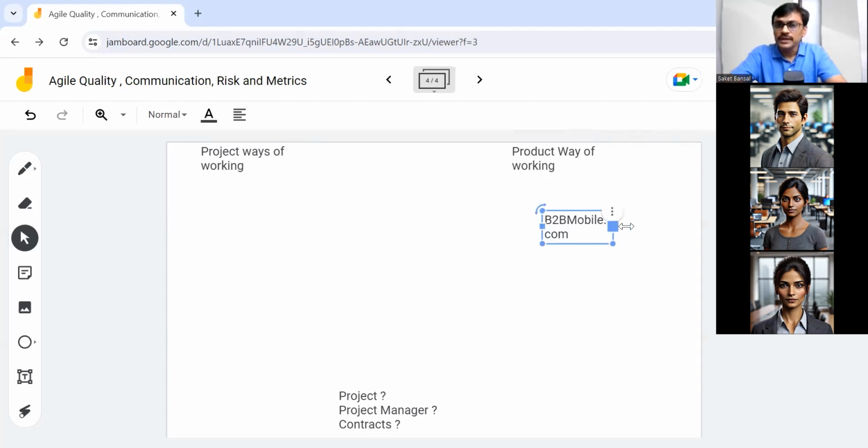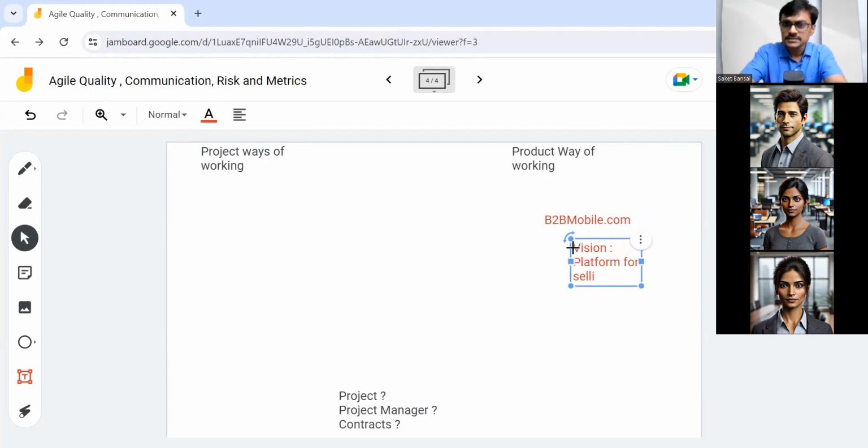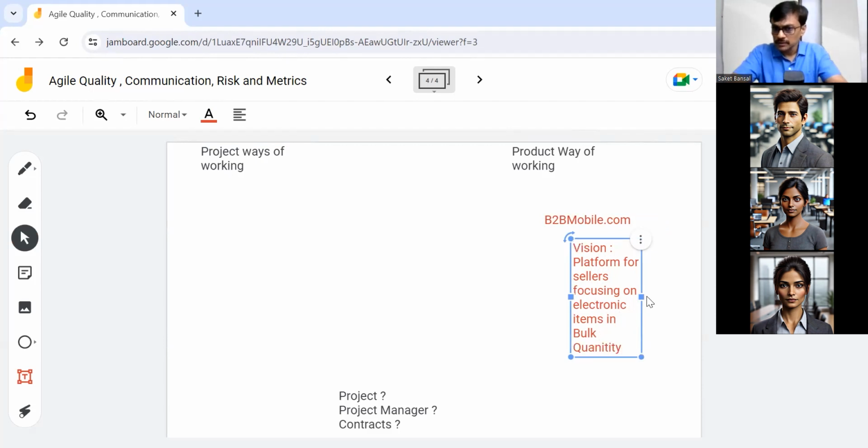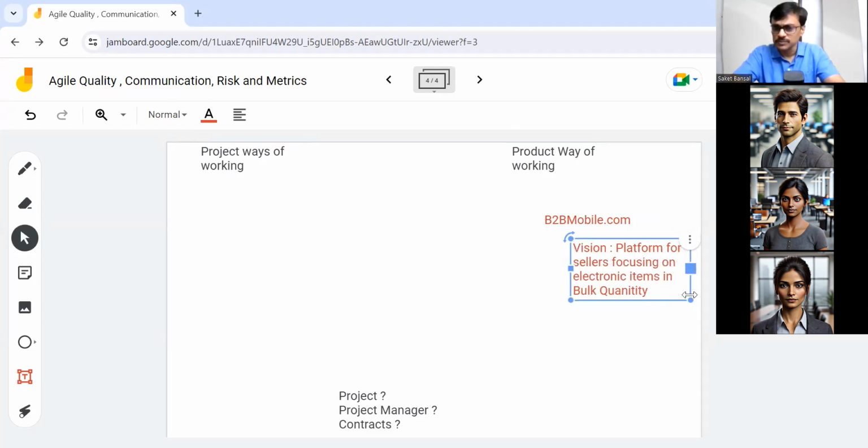Yes. So assuming this organization wants to make this B2B mobile.com, and their vision is to create a platform for sellers focusing on electronic items in bulk quantity. This is not for retailers or normal small buyers. That's why we use the word B2B here.